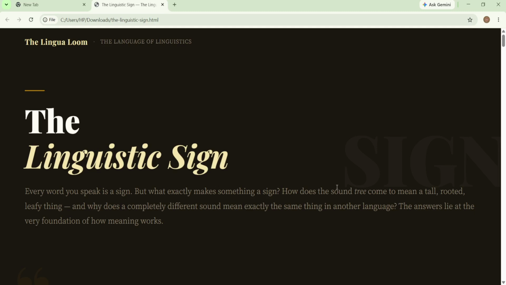Every word you speak is a sign, but what exactly makes something a sign? How does the sound "tree" come to mean a tall, rooted, leafy thing? And why does a completely different sound mean exactly the same thing in another language? Well, the answer lies at the very foundation of how meaning works.